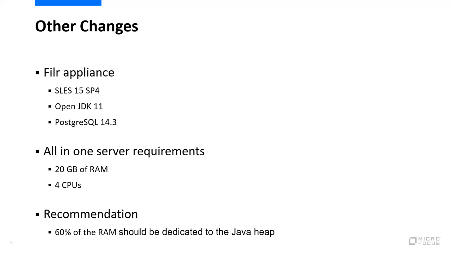We've also done some changes in the appliance itself. We're now running on SLES 15 SP4. Some of the other packages have been updated as well. The all-in-one server or the web server, we've changed the requirements there. By default now it's 20 gigabytes of RAM, which actually was the recommended memory that we were suggesting for 4.3, I think. And just something to bear in mind with that, and I'll talk about this a bit later on, is that we do say that 60% of the RAM should be dedicated for the Java memory.